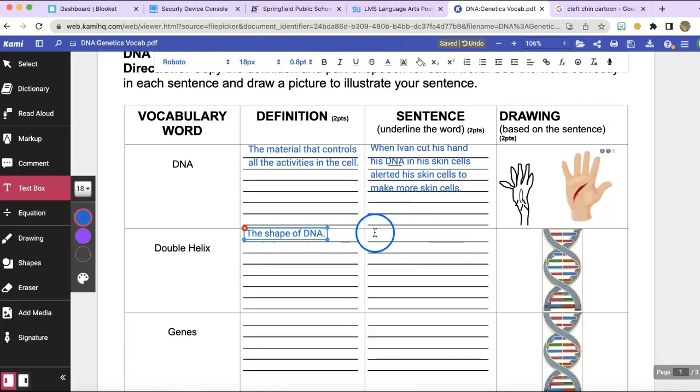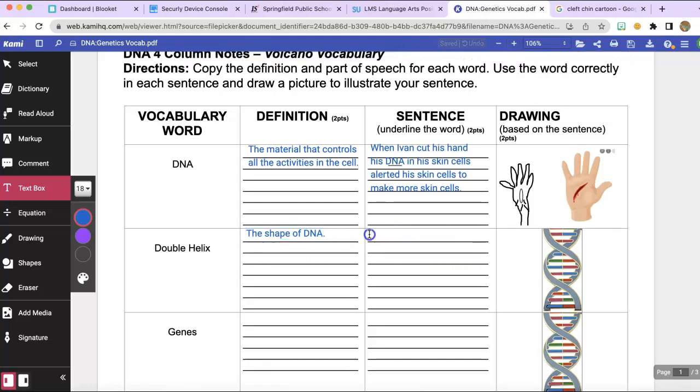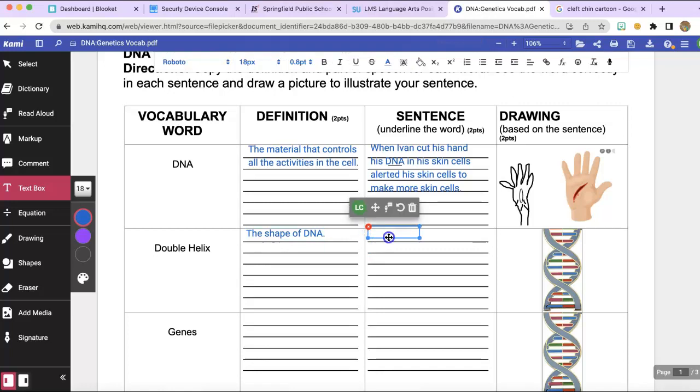Let's go over and make our sentence. Our sentence is going to be about the word, of course, double helix, but we're going to compare it to something that we already know. Oftentimes, scientists say the shape of DNA is, of course, a double helix, but they say it looks like a spiral staircase. So let's type and write a sentence that represents that.